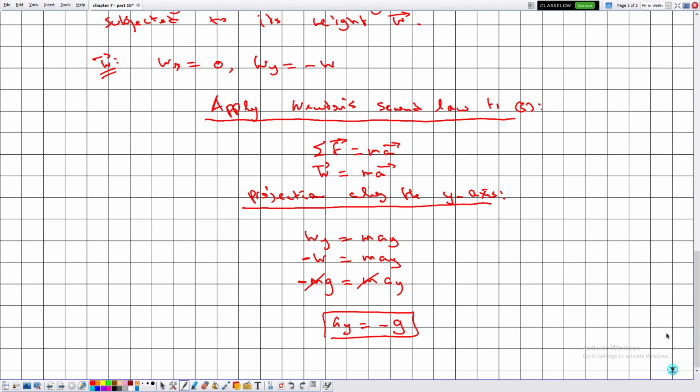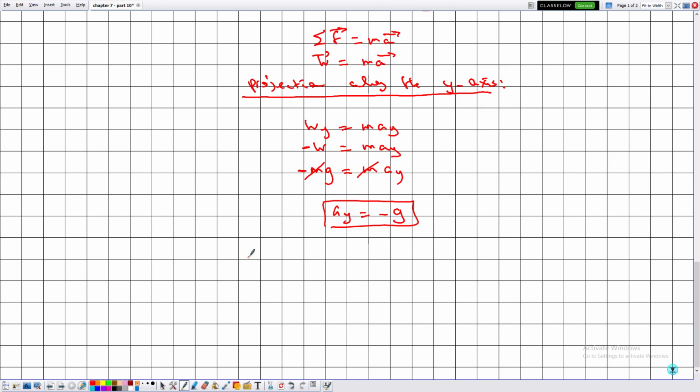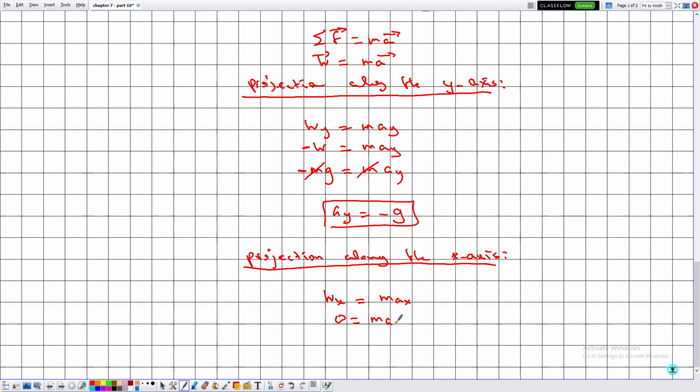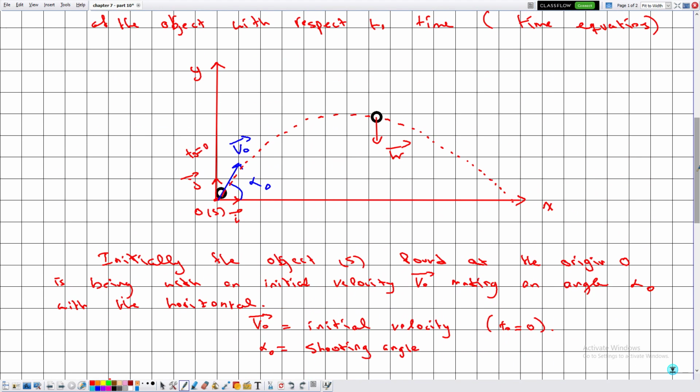So now what about the projection along the x-axis? Let's drop down the vector quantity, and each vector quantity will carry the label x. We have that Wx is equal to max. This is eventually 0, which is equal to max, which means that ax is equal to 0. So here we have a very important result. Now let's interpret this result.